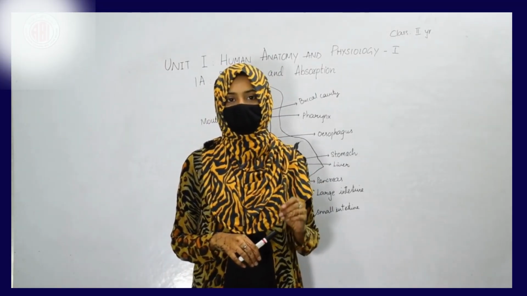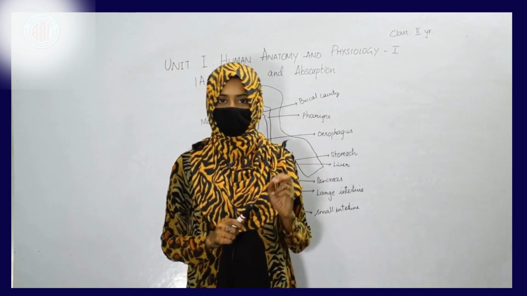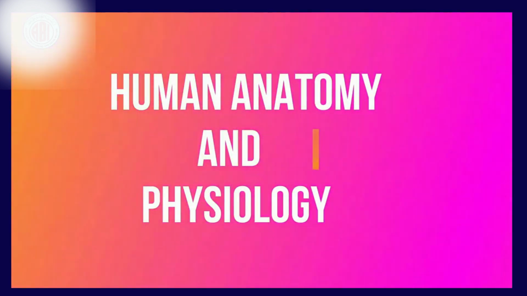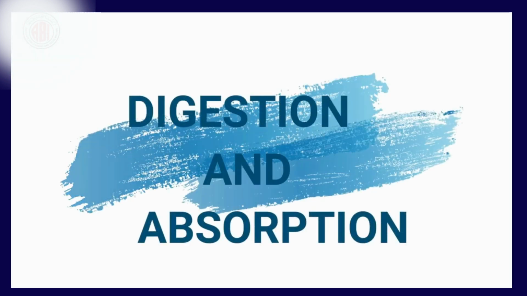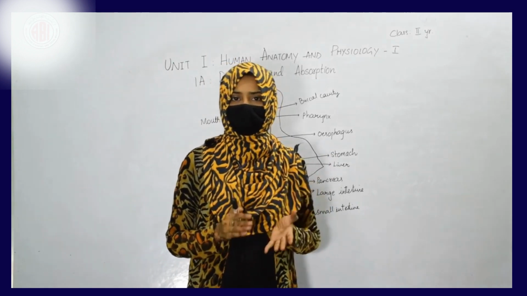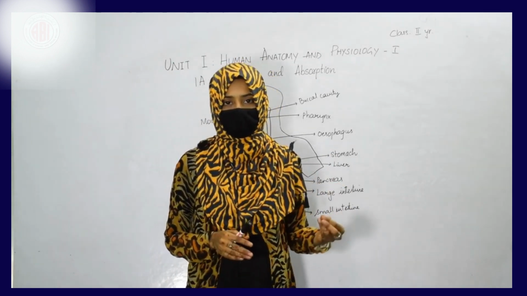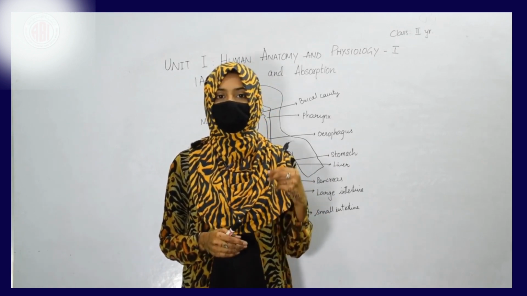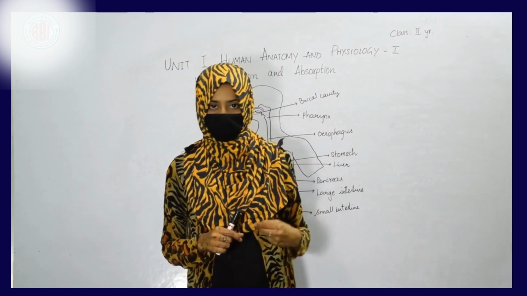In today's class, I'm going to start a unit of inter-second year zoology, and the name of our unit is Human Anatomy and Physiology Part 1. The name of our first chapter under this unit is Digestion and Absorption. You have already studied about the digestive system and the process of digestion in your lower classes, but in this chapter, we are going to learn about the digestion process a little bit in detail.